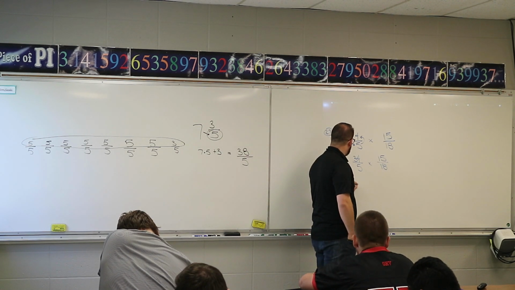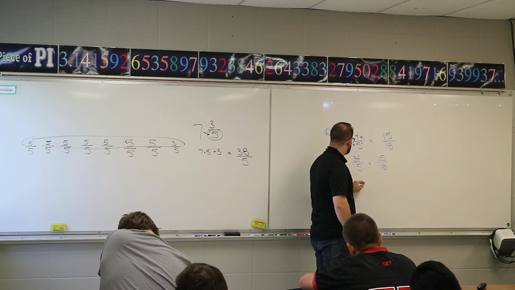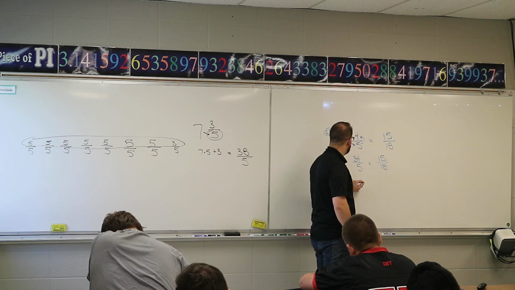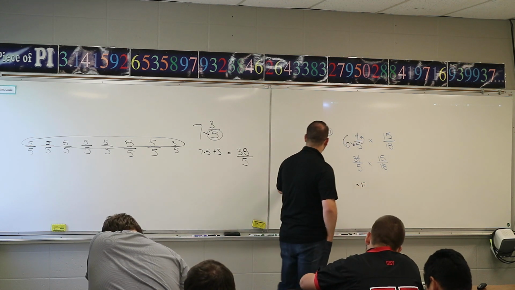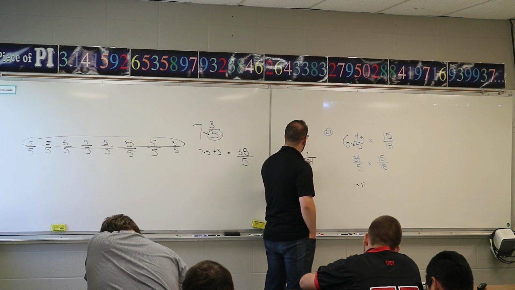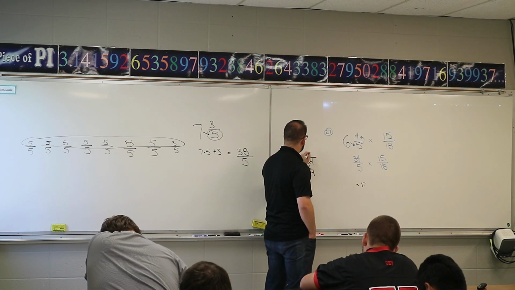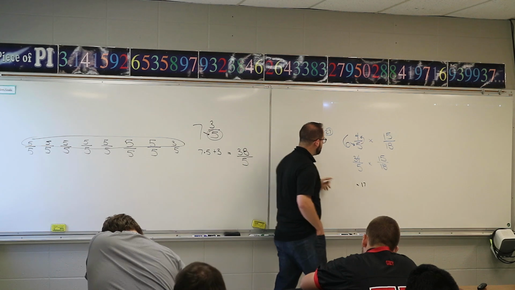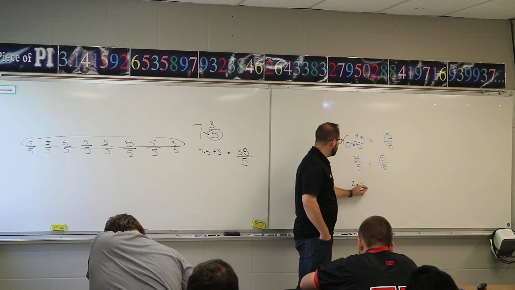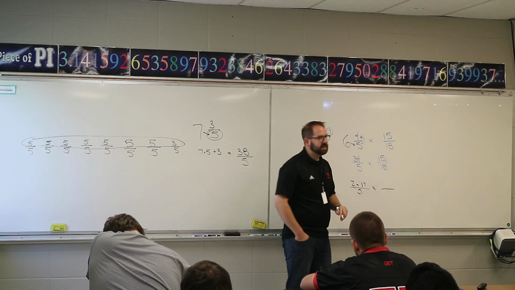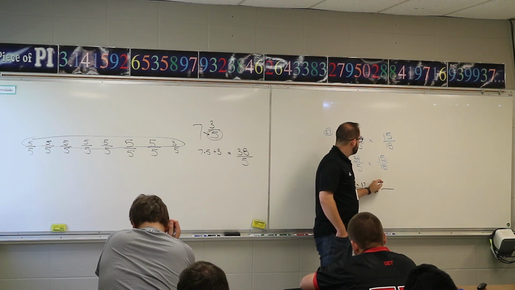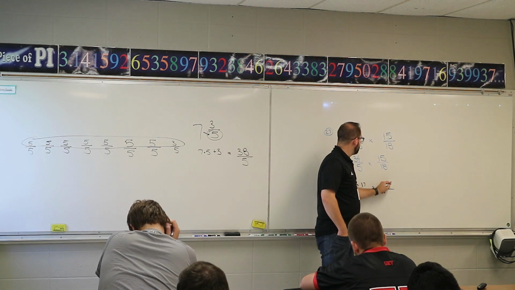34 is 2 times, what is that? Is that 3 times 17? No. So what is 34 times... 1, 2, 17, okay. So 17 and 2 multiply to be 34. 5 is just 5. 15, what are numbers that multiply to give me 15? 3 and 5, okay.